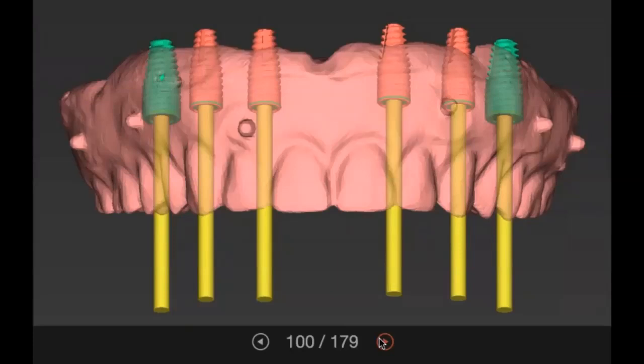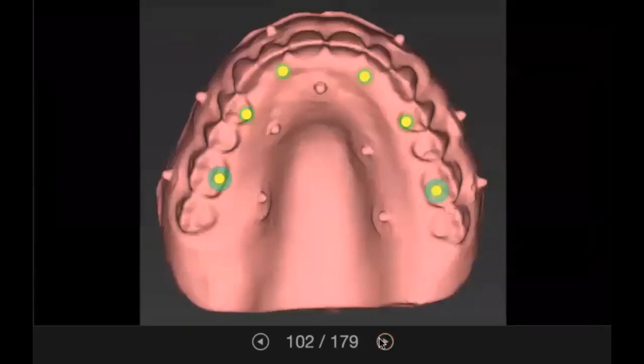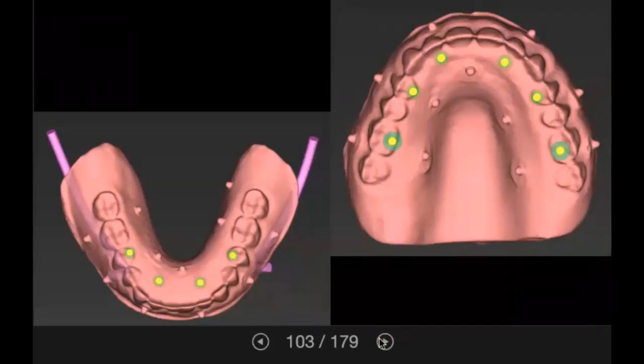All implants are parallel and have a similar path of insertion as dictated by the angulation of the facial plate of bone. Ideal location of future locator abutment housings. Ideal cross arch stabilization and maximum AP spread of both upper and lower implants.